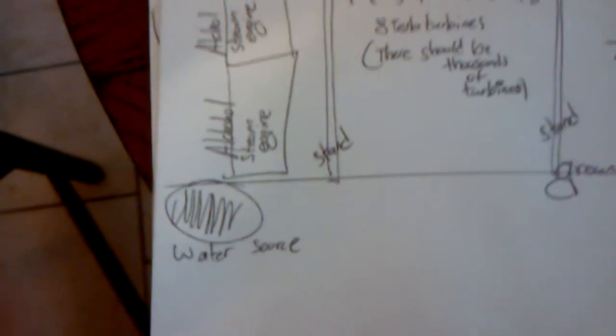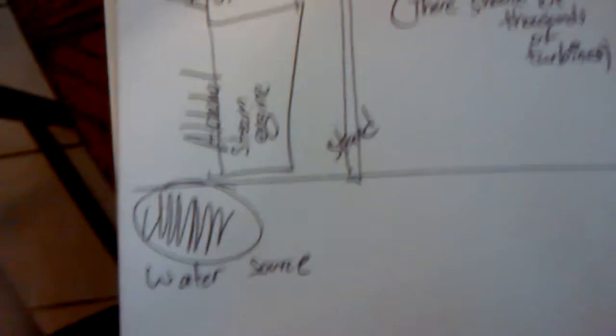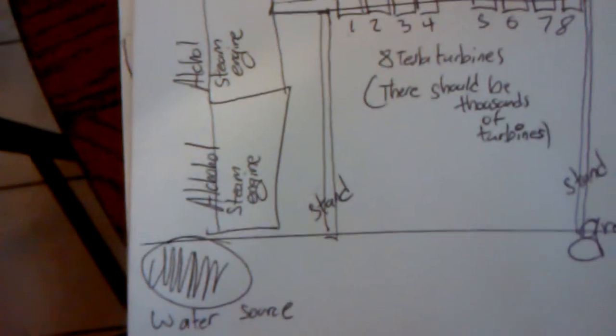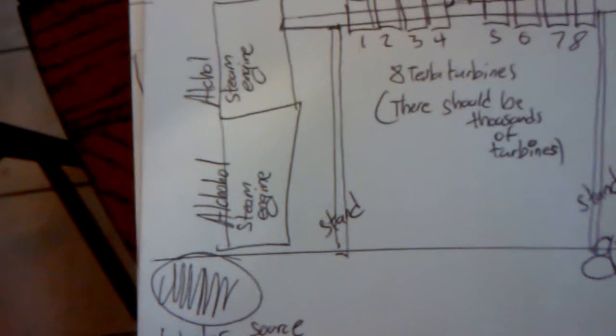So here are some different versions of my pendulum. You could use a water source, or possibly you could return the cycle of the water. So let's start with a water source. Your alcohol, you're going to burn alcohol. I'll tell you where I get that later.